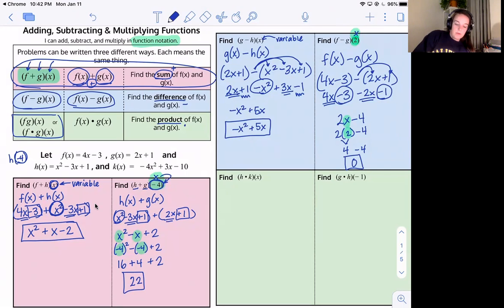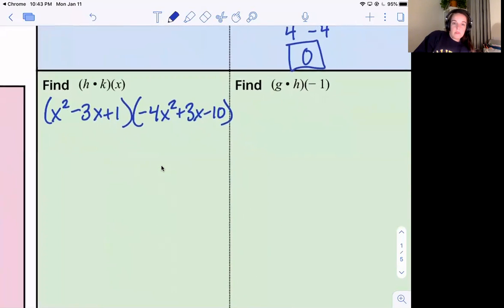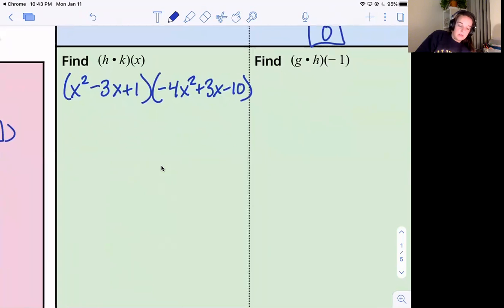And then for multiplication, we need to use the box. So we're going to use the box for this question here. It might be a slightly bigger box than we're used to. So this one says h times k. So I'm going to get the h equation and the k equation. So h would be x squared minus 3x plus 1. And the k equation is negative 4x squared plus 3x minus 10. So for this one, we need to multiply x squared minus 3x plus 1.